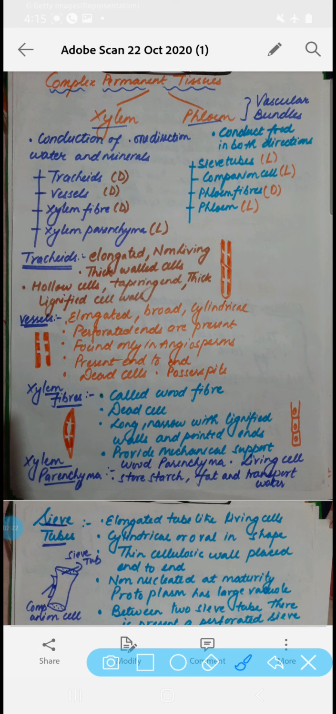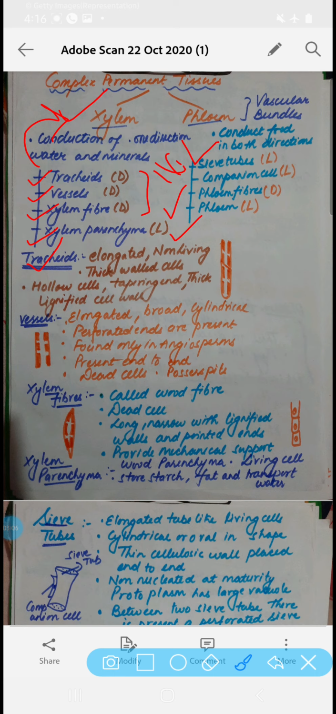Now if we talk about the types of cells or the components of xylem, there are different components of xylem, that are tracheids, vessels, xylem fiber and xylem parenchyma. Among these four kinds of cells which constitute the xylem, three are dead and one is living. You have to learn this, that among the components of xylem, three components are dead or non-living and one is living.